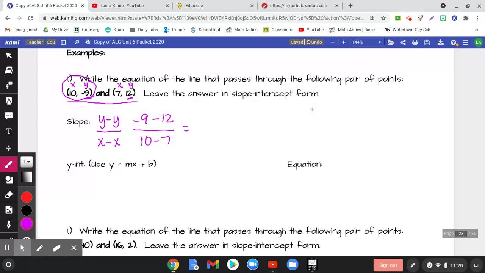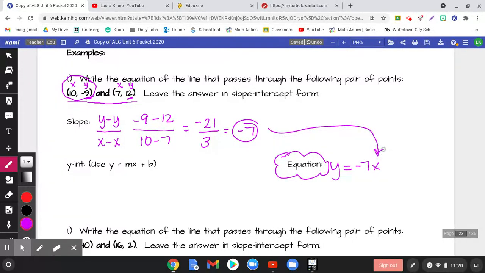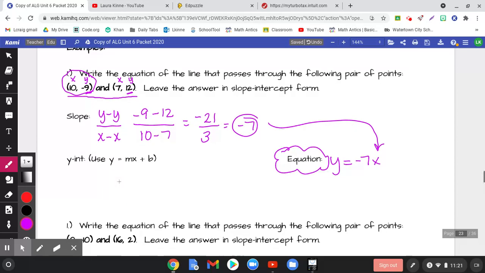All right, so negative 9 minus 12 puts us at negative 21, and 10 minus 7 is 3. And then if you divide that, you get negative 7. So that's your slope. So we can start the equation. y equals, which is what we're looking for, the equation, y equals negative 7x. But now we need to figure out what the y-intercept is. So to do that, we're going to use y equals mx plus b.